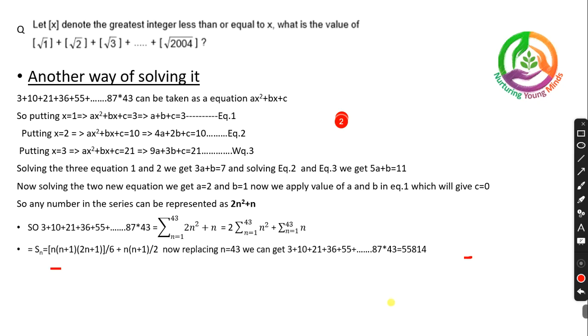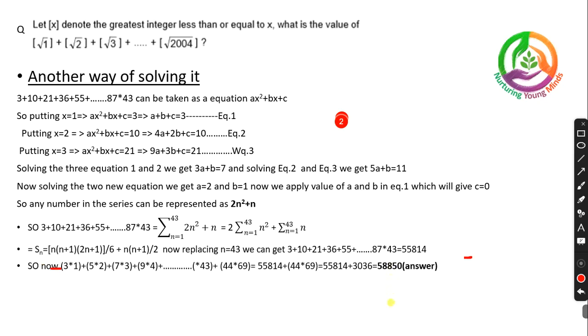55814. So 55814 is the answer. Correct. So now I replaced n with the number 43 and applied the formula, and I got the answer 55814. Plus you need to add the last multiplied numbers there, which will give 3036, so it becomes 58850.